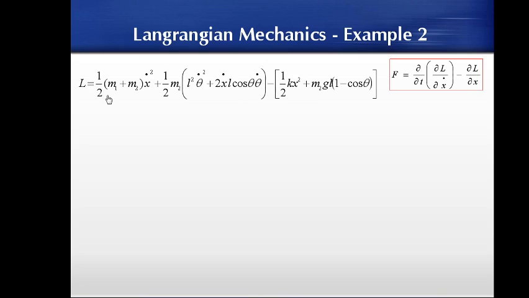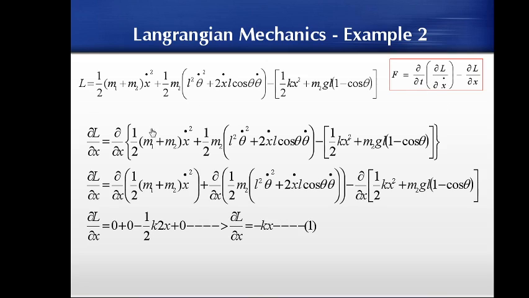So I need to first of all find the derivative of this Lagrangian with respect to x, then find the derivative of the Lagrangian with respect to x dot, then that result should be differentiated with respect to time. So first of all, finding dou L by dou x.